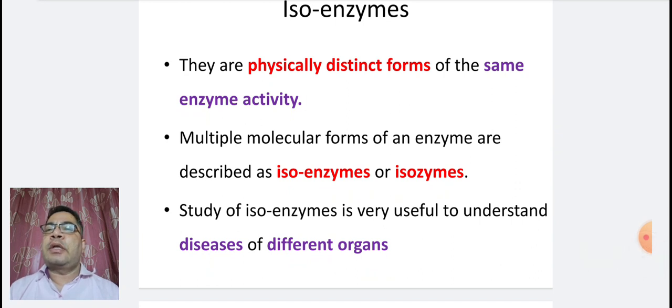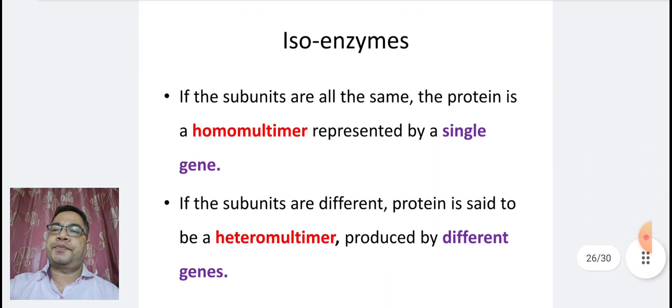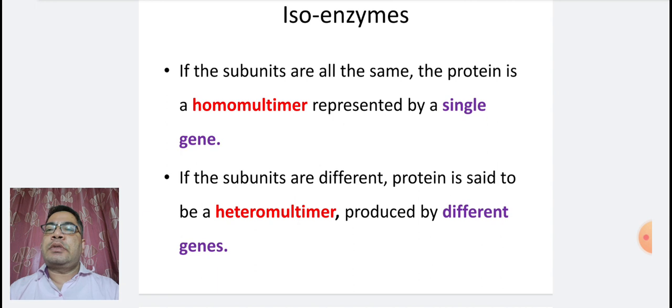Coming to the next point, isoenzymes. They are physically distinct forms of the same enzymatic activity. Multiple molecular forms of an enzyme are described as isoenzymes or isozymes. Study of the isoenzymes is very useful to understand diseases of different organs. If the subunits are all the same, then the protein is a homomultimer, represented by a single gene. If the subunits are different, then the protein is said to be a heteromultimer, produced by different genes.